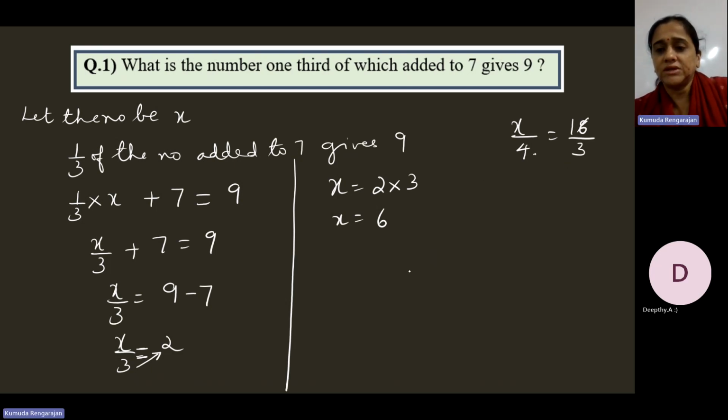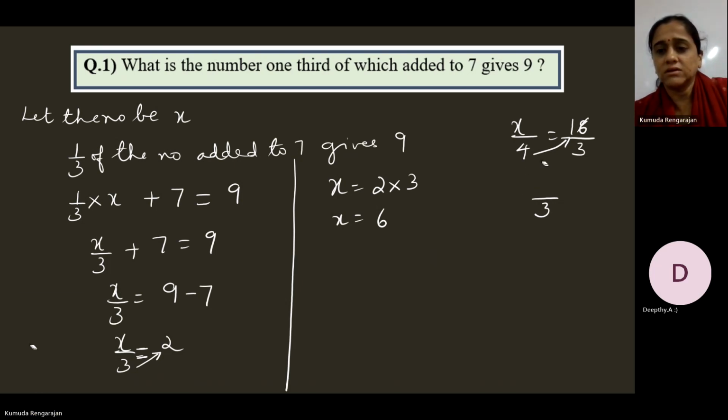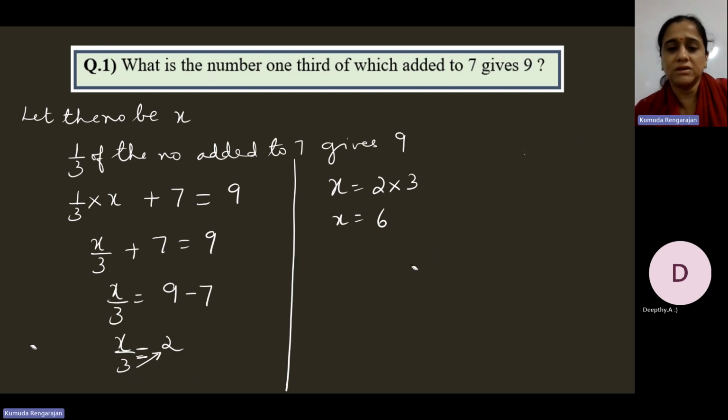So just take this to the other side. So x is equal to, write that 16 by 3 as it is. Now this 4 will be into 4. Or if you want the detailed steps, I'll introduce this to you maybe a little later.